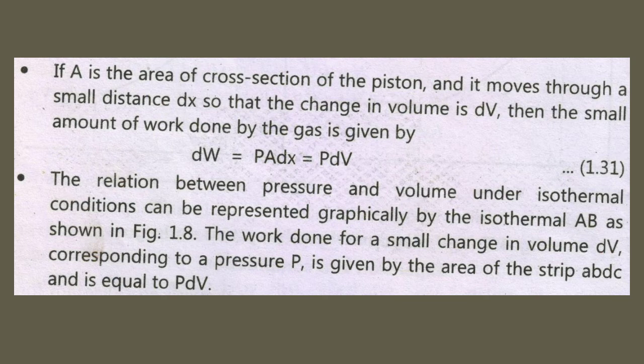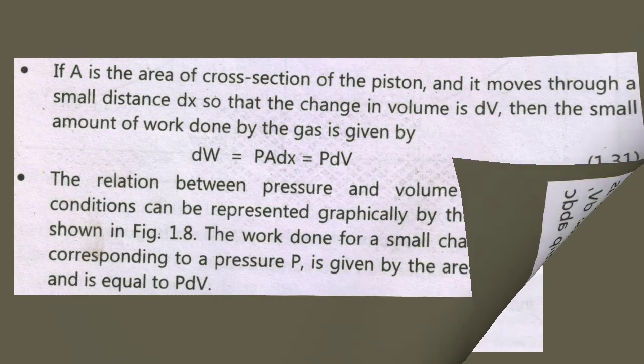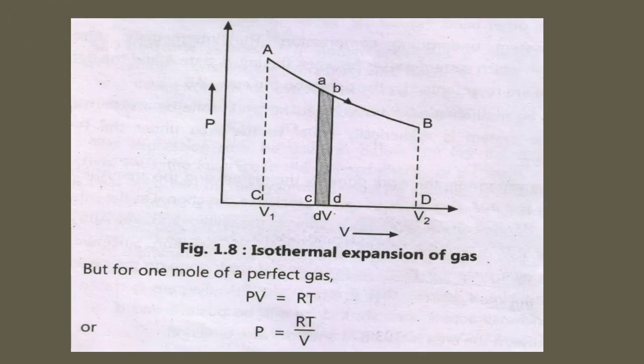Now, the relation between pressure and volume under isothermal condition can be represented graphically by the isothermal curve AB as shown in the figure. The work done for a small change in volume dV corresponding to the pressure P is given by the area of the strip ABDC and is equal to P dV.